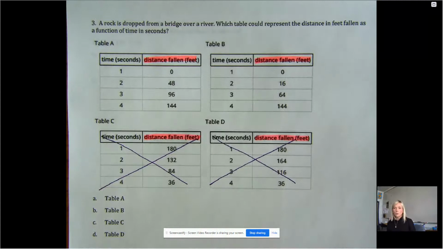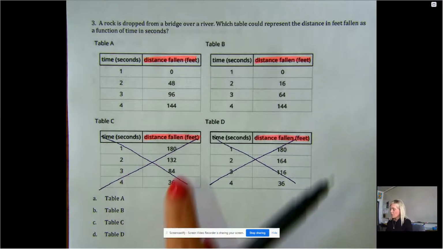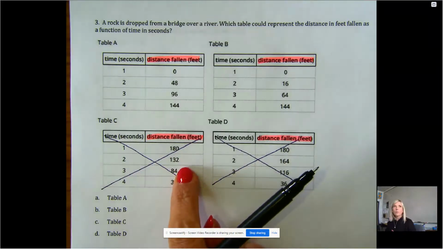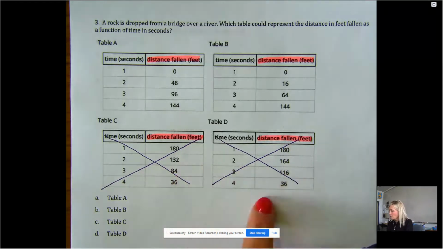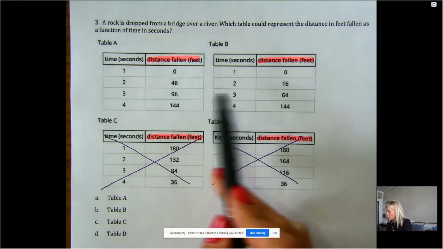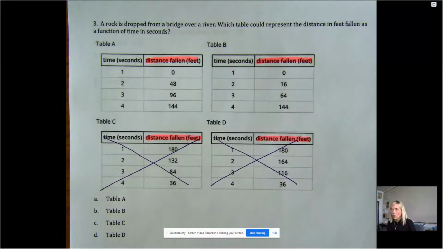So if the question was like that this column was how far away it was from the ground, that would make sense. But how far has it fallen? Those values should be increasing. So it's going to be one of these. And so I know that when something drops, it gets faster and faster as it gets further and further away. As time goes on, it gets faster and faster because of gravity.